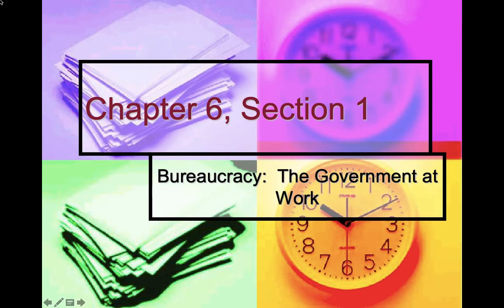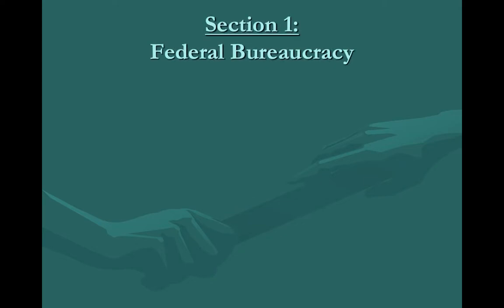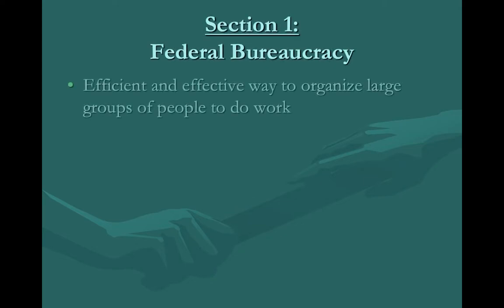This video lecture will be an overview and an introduction to the organization of the executive branch of the United States government. The executive branch is organized through a system known as bureaucracy. A bureaucracy is essentially just an efficient and effective way to organize a large group of people to do work.